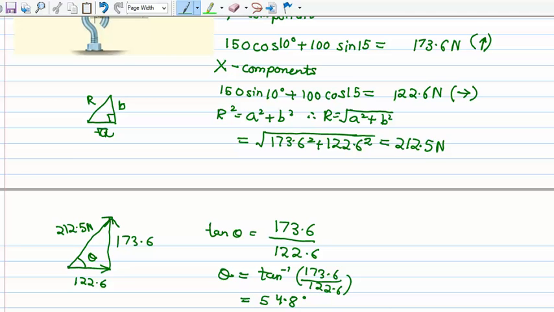Since this is the positive x-axis, and this is the positive y-axis, we are calculating theta from the positive x-axis. So this is how you split forces into their components, and then you resolve for the resultant force and find the angle. So very basic stuff, just requires a little bit of practice.